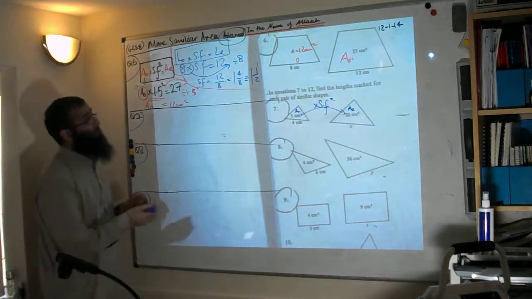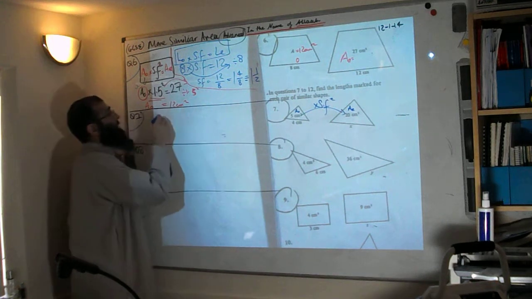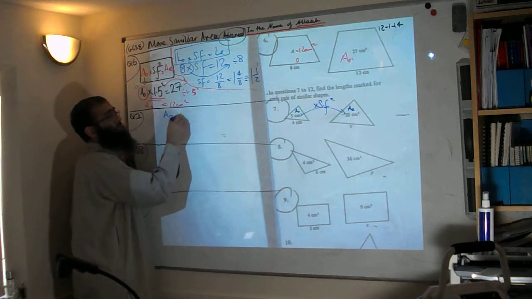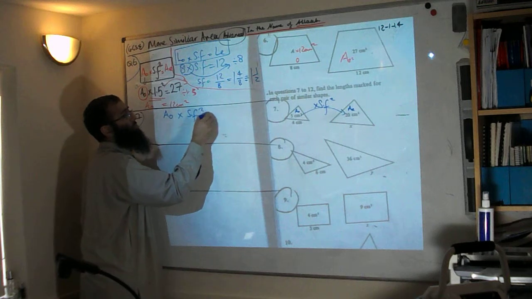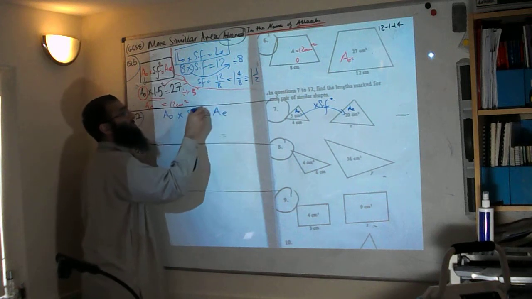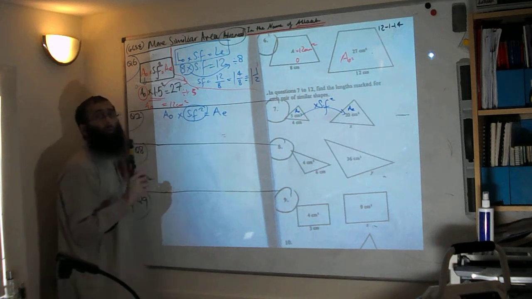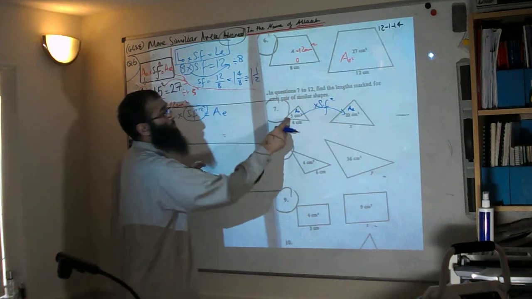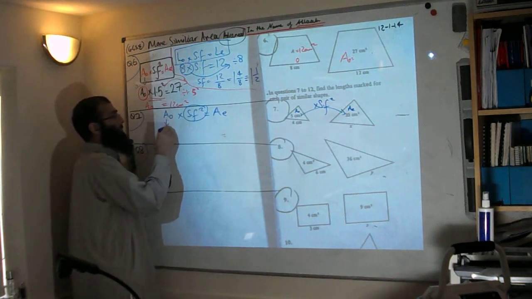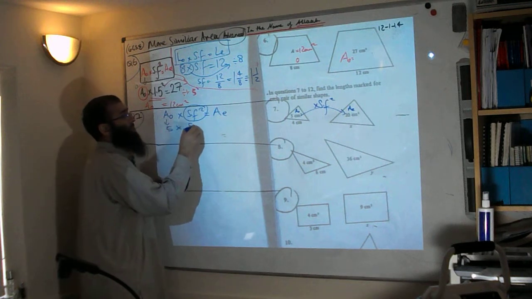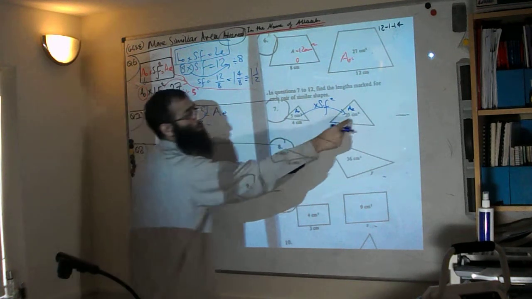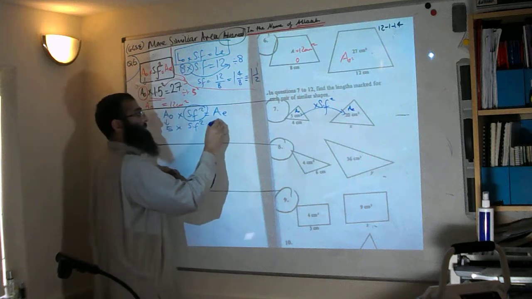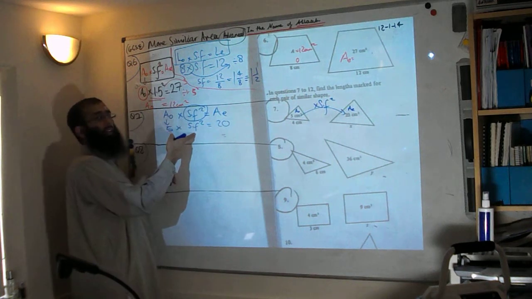Right. So we have here the area of the original times by the scale factor squared is equal to the area of the enlarged. Remember, because we deal with area, it's got to be scale factor squared. So we know 5 is here, times by the scale factor squared is equal to 20, the area enlarged. So we're going to work out the scale factor.